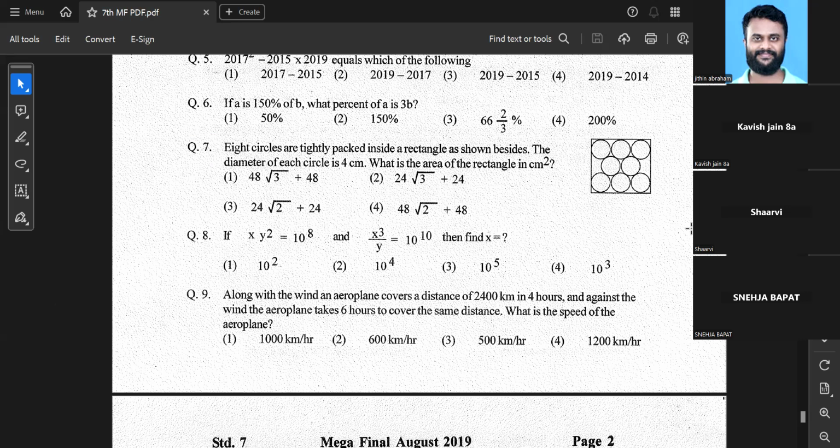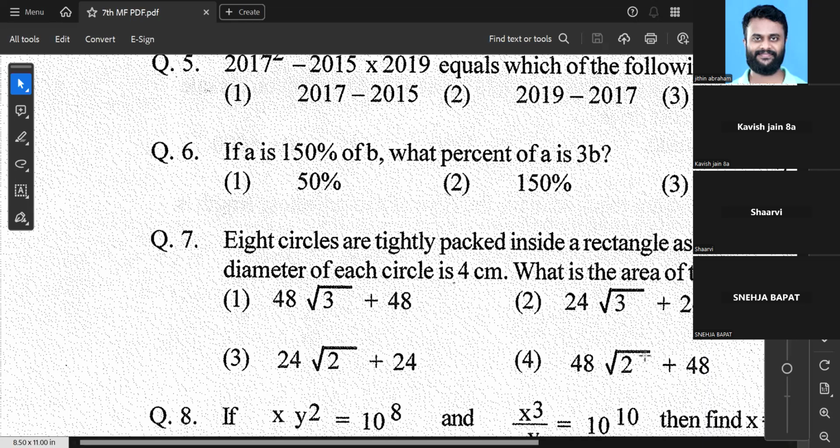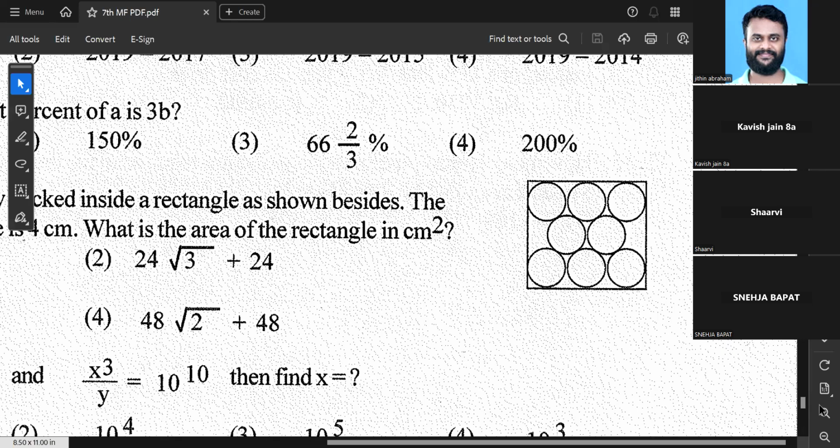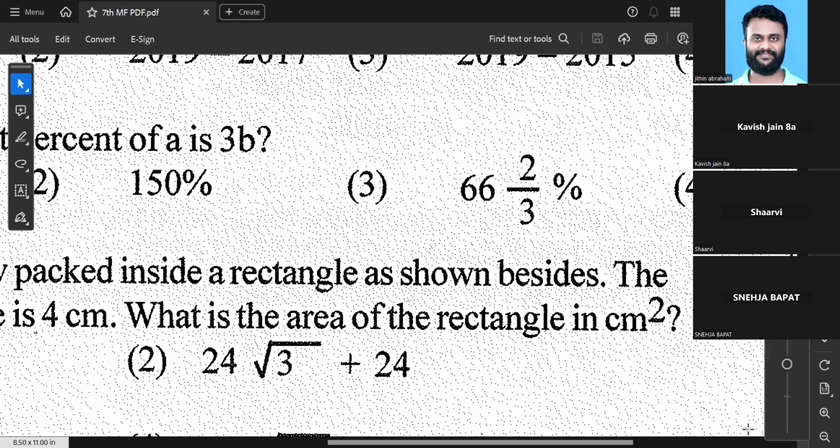Oh, just a minute. Where did the zoom in go? So, for the sake of easy drawing, I have zoomed into the paper.